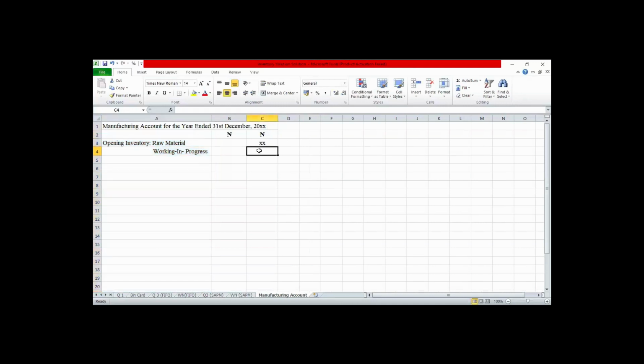We put it here. We had it together. We have a balance. We move to the next one. We say what? Purchases of raw material. Is that not so? We put the figure here. We move to the next one. Carriage inward of what? Raw material. We put it here.